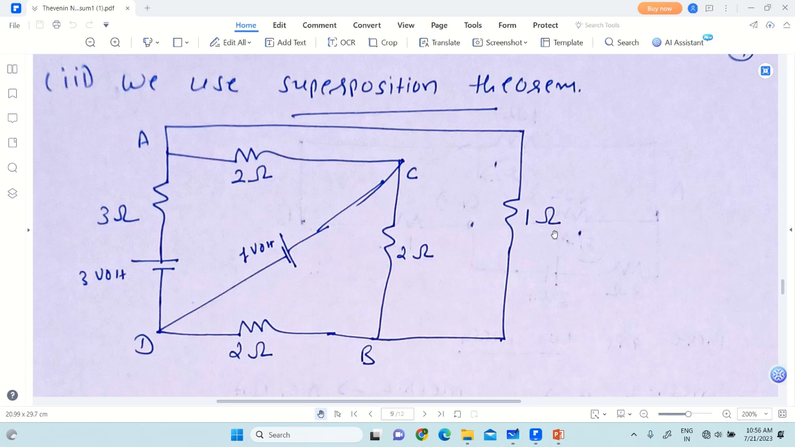Finally, to get the overall response, the resultant current through this 1 ohm resistance, we will take the algebraic addition of the current obtained by using only the 3 volt energy source and by using only the 1 volt energy source. So we will obtain the resultant current. This is all about the superposition theorem.